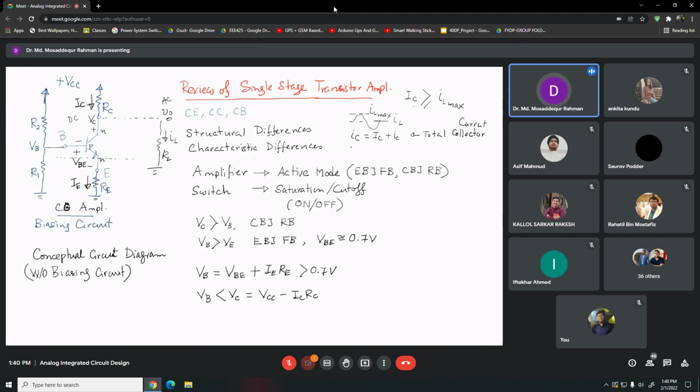Similarly, for the collector voltage, we have small v with capital C. Let's try to make it bold. The total collector voltage will be the summation of the DC voltage, capital V, capital C, plus the AC voltage, small v, small c. So that is our total collector voltage.